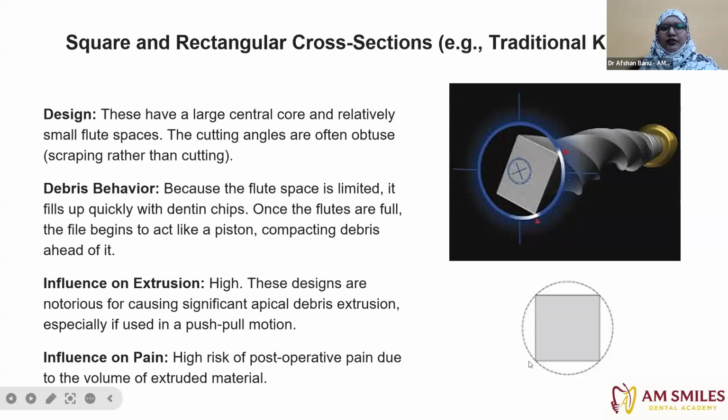You need to know the difference between offset rectangular and conventional rectangular. I will come to offset rectangular, so don't get confused between the two. A conventional rectangular will be a straightforward 90 degrees, all the corners equally placed, touching the canal wall. So the cutting efficiency will be high, but at the same time, the pushing of debris towards the apical region is also very high in rectangular and square cross sections.